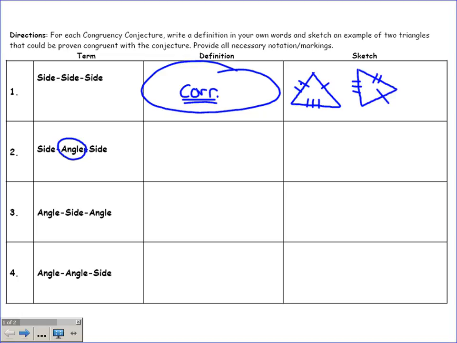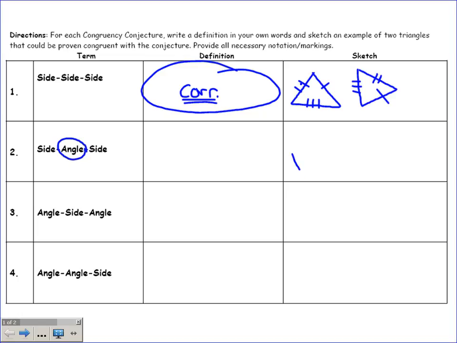I had. Wait, I don't think it's in here. Side angle side. Oh. I drew this one. That's not right. Okay, that's angle side angle. Oopsies. Yep. Okay. You used 8. Okay. 8 sounds pretty good.